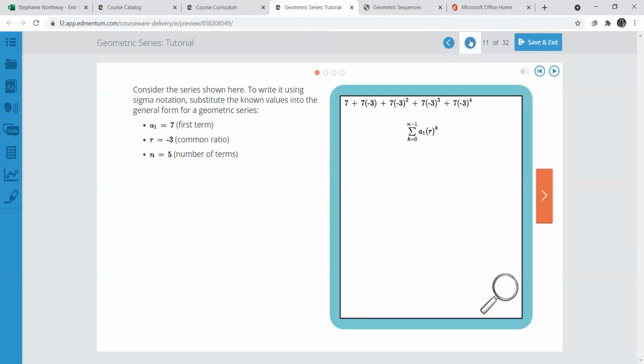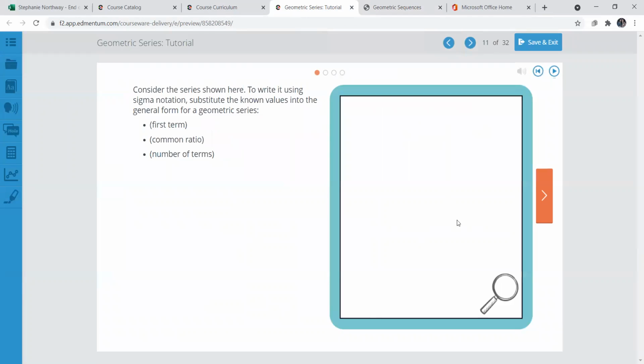Okay, let's go to the next slide. Again, first term, common ratio, number of terms. Here it is broken down pretty simply for you, and then this shows you how you would solve that. Here's the equation, and here's how it is solved as you keep going up in number of terms, like second, third, fourth power.